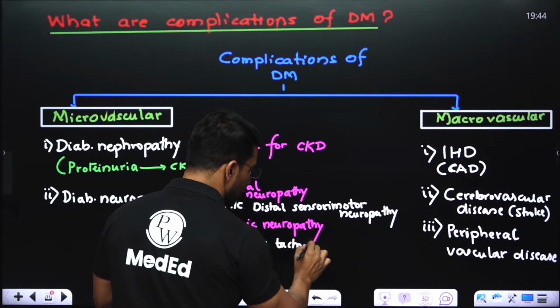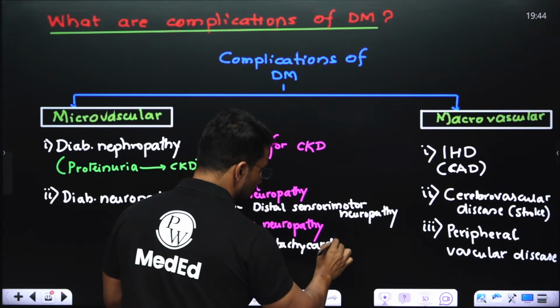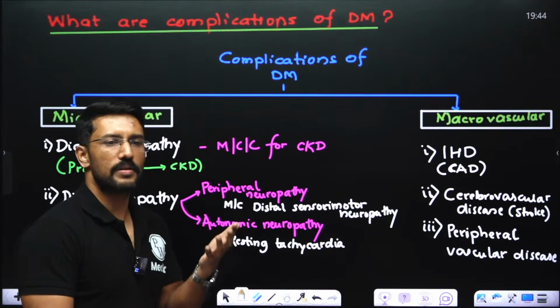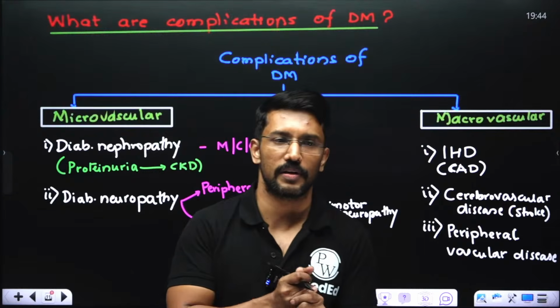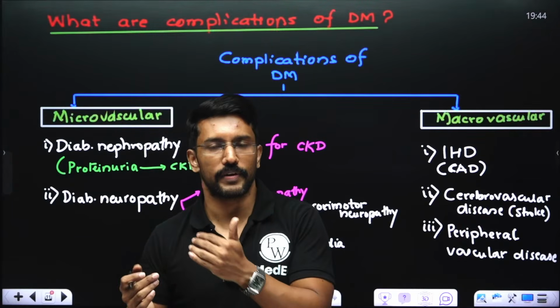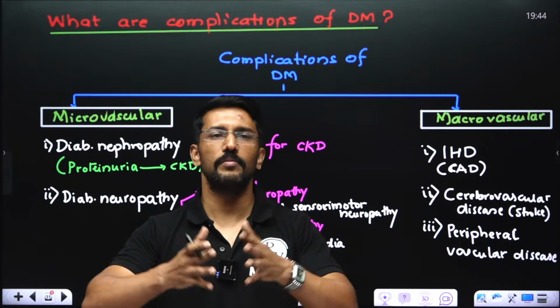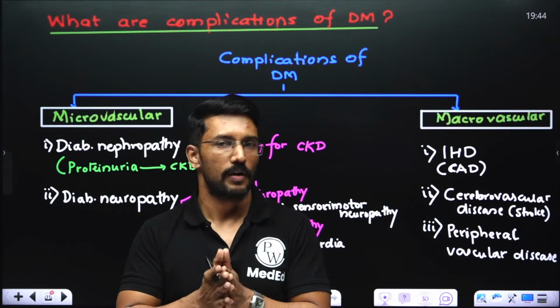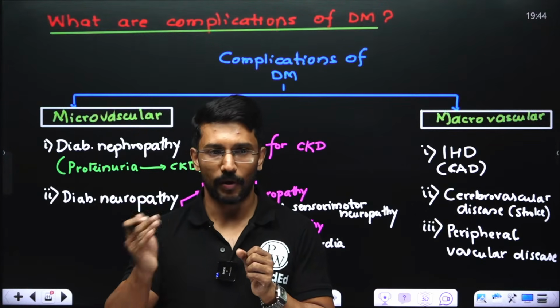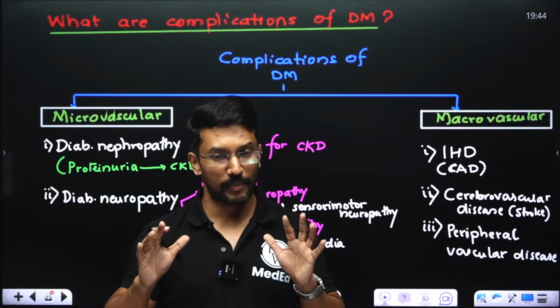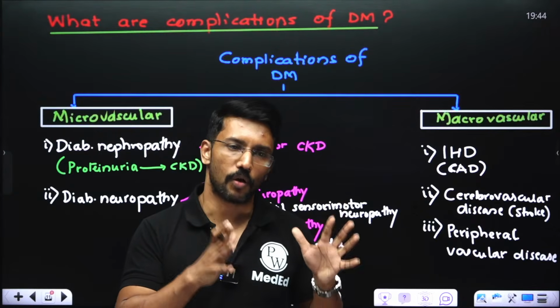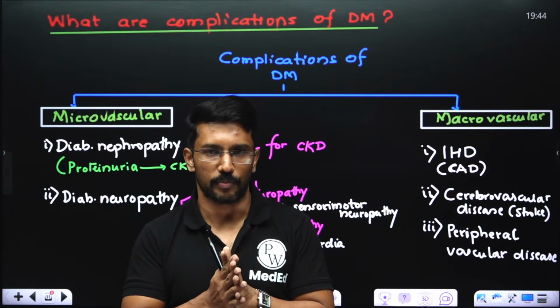Normally, when do I get tachycardia? When my body needs increased heart rate, when I'm doing some physical activities, or when I'm scared, or when I'm stressed, or when I'm excited. But when I'm not scared, not excited, not doing any exercise, when I'm at rest, my heart rate is supposed to be in the normal range of 60 to 100 per minute.